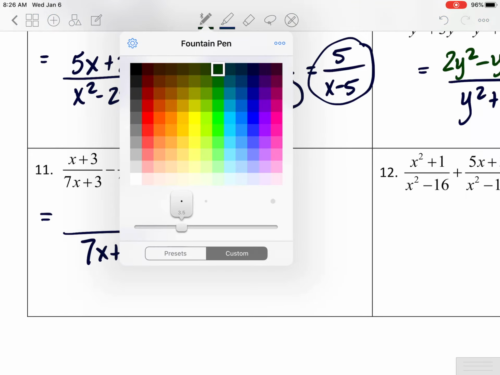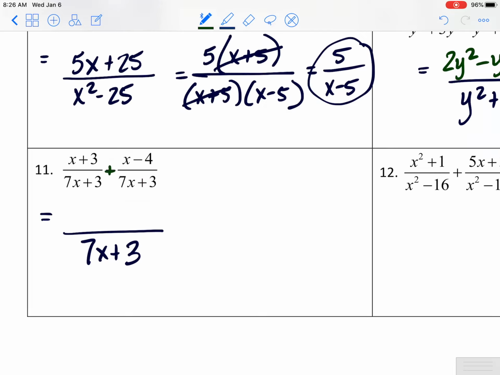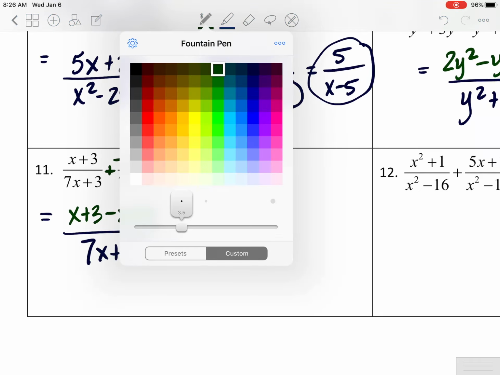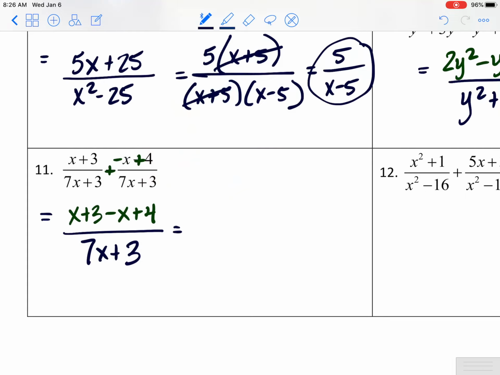Again, I have subtraction. So go through, change your signs. So I got x plus 3 minus x plus 4. So my x's actually cancel. So x minus x cancels. 3 plus 4 gets me 7. And that would be my final answer.